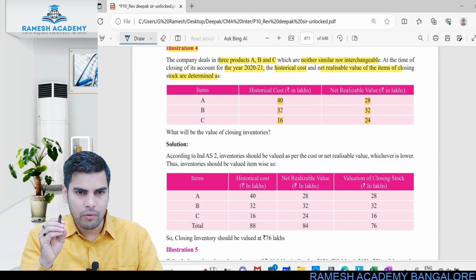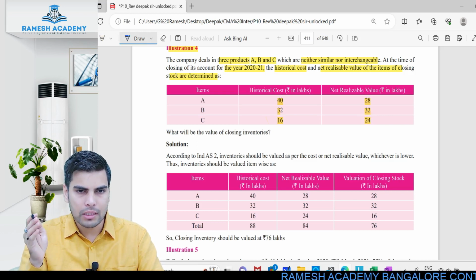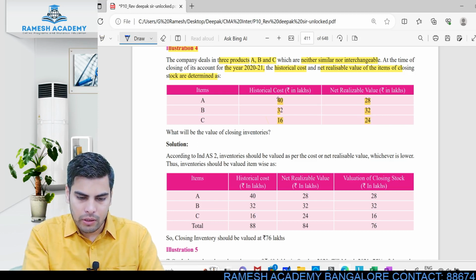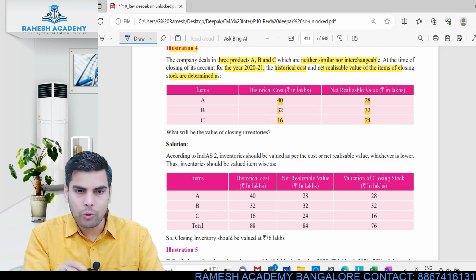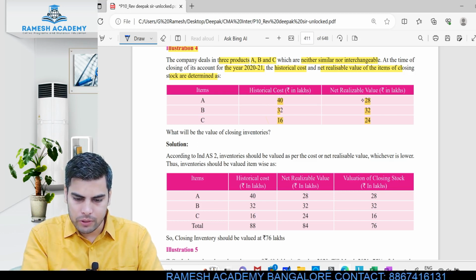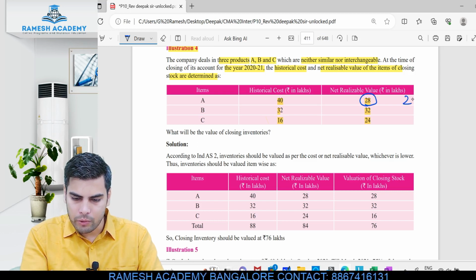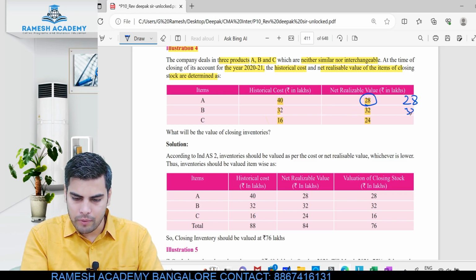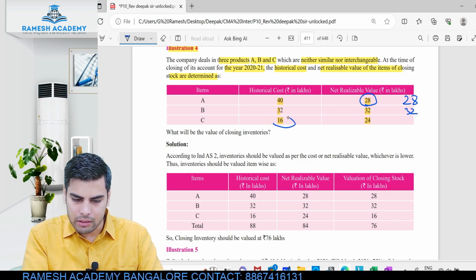Okay, so inventory will be valued either at cost or net realizable value, whichever is less. Look at this. So historical cost or net realizable value, whichever is less. Here, if you see, this is the least amount, 28 lakh. So product A will be valued at 28 lakh. Product B is the same, valued at 32 lakh, and here the least amount is 16, so this would be valued at 16 lakh.